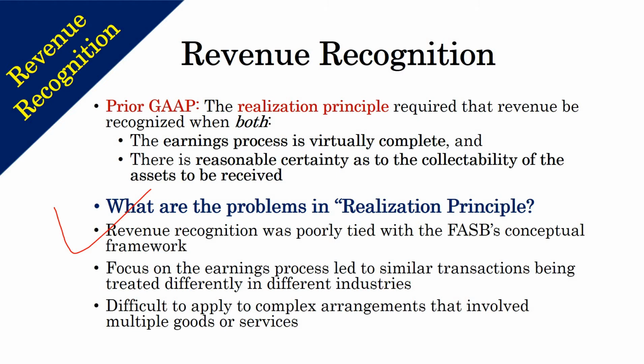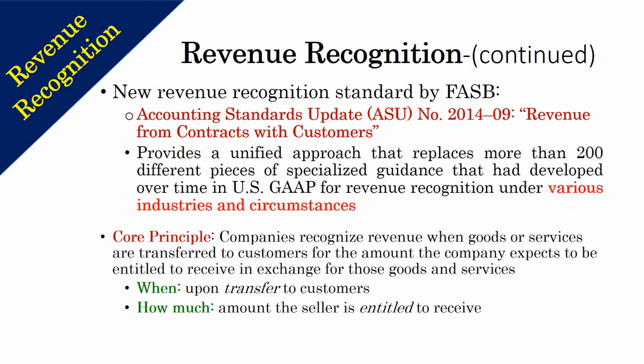The second one, this realization principle focuses on the earnings process and led to similar transactions being treated differently in different industries. And the final one, it was difficult to apply to complex arrangements that involved multiple goods or services. So that is why we needed a new, more focused revenue recognition principle. That is what was done in 2014 by the Financial Accounting Standards Board, FASB.